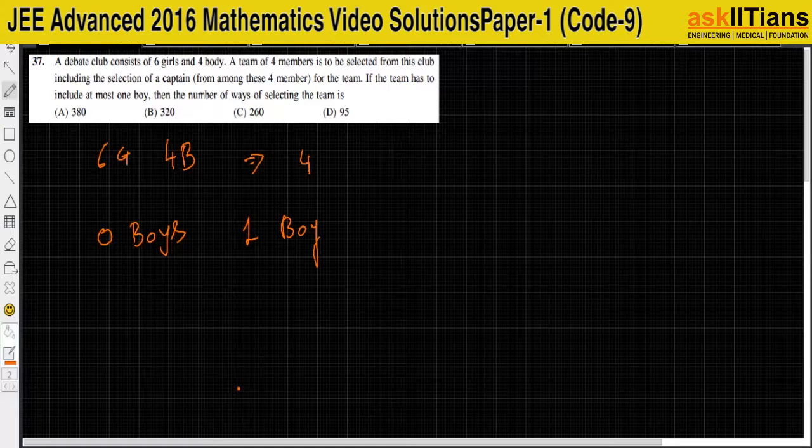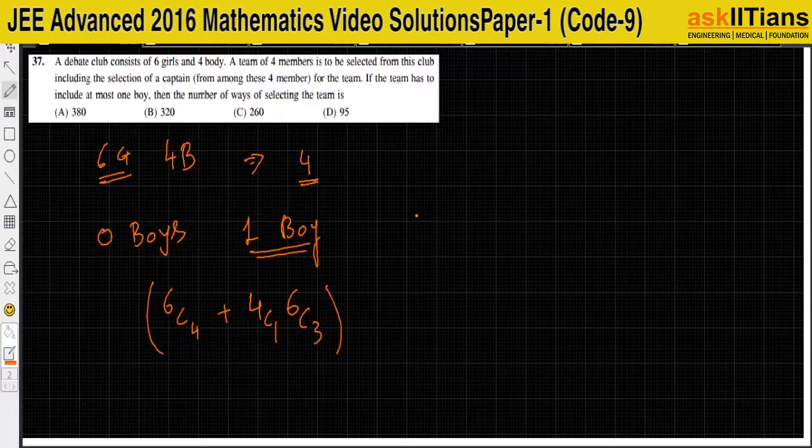Now see, if I have to select 0 boys, that means all 4 girls. So this is possible in 6C4 ways. Out of 6 girls, I just have to select any 4 girls. So it will give a team. Plus the second case is 1 boy. So 1 boy is 4C1 and 3 remaining girls, so 6C3. This multiplied by 4. Now if I have a 4-member team, in how many ways can I select a captain? In 4C1 ways, right? So this multiplied by 4 will be your answer.